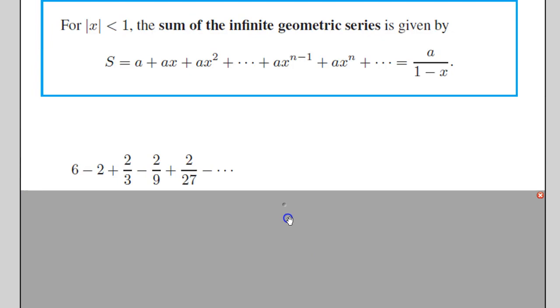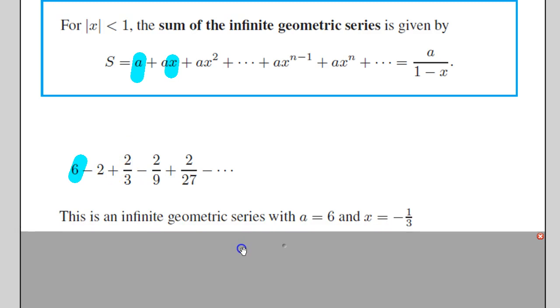Let's take a look at an example. How do I figure out the nth term? And how do I figure out whether or not it will converge or diverge? Well, the first thing you need to do is figure out what your a is and what your common ratio is. Okay, so those are the two things you need to figure out. Well, a is easy. It's the first term. So a is 6. And to figure out the common ratio, we just divide any two terms. We divide the newest term by the oldest term, and you will get the common ratio. Now in this case, when I divide -2 by 6, I get -1/3. 2/3 divided by -2, I get -1/3.